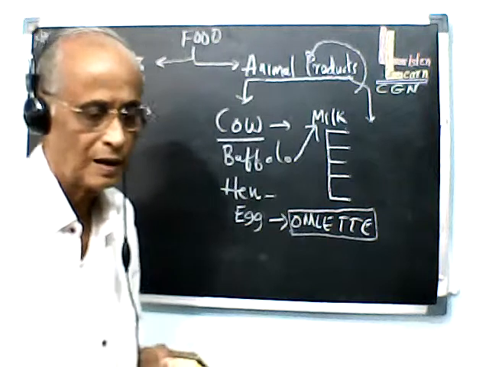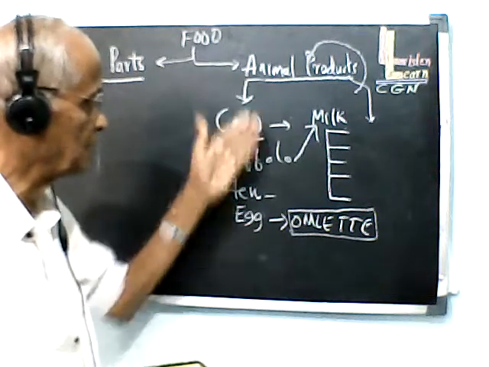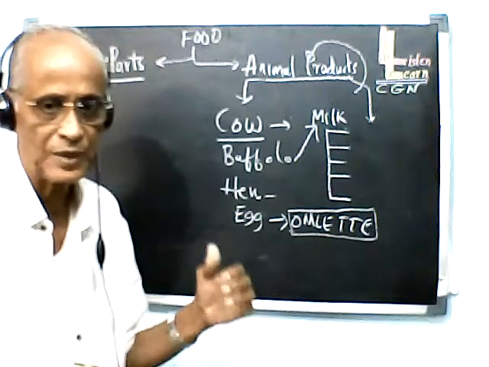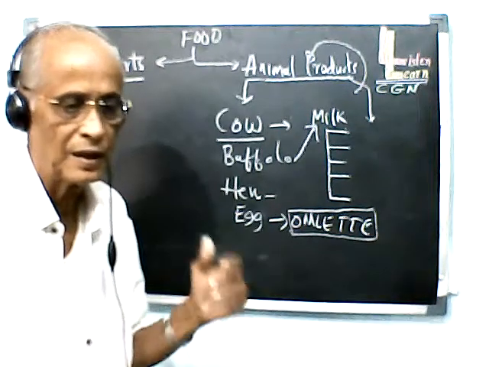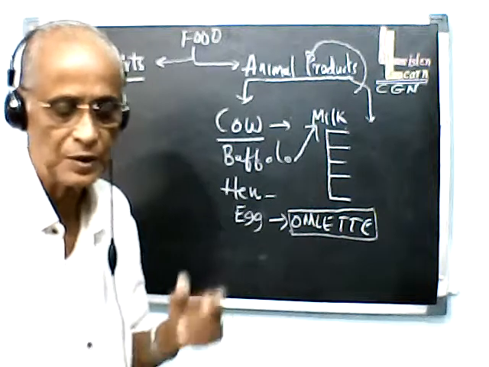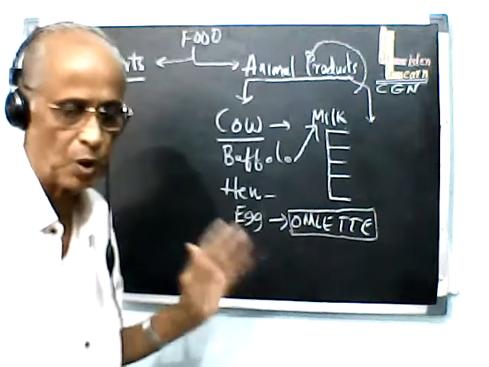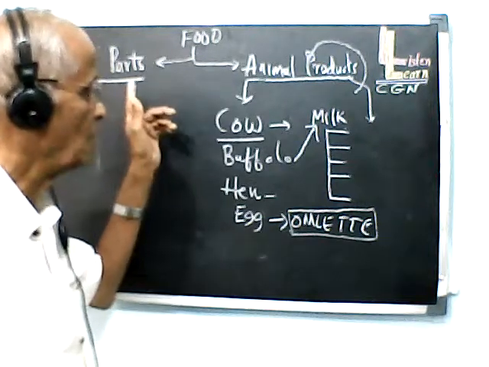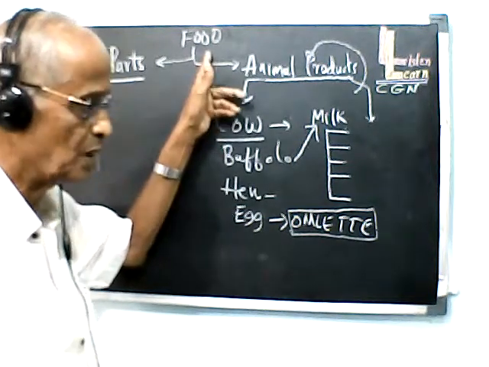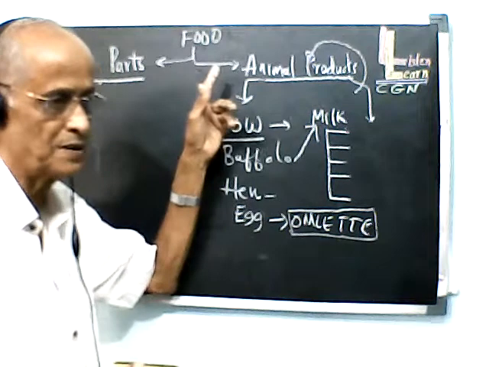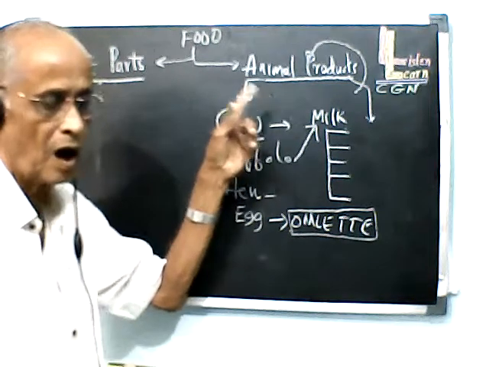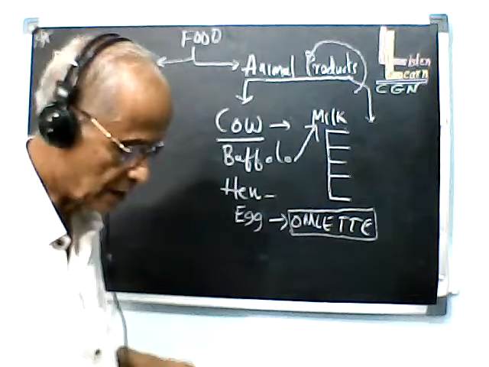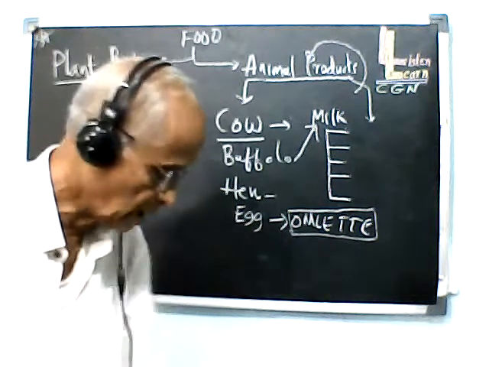So like that you can think of 10 animals and write the products you get from the animals and which part of the animal is normally used for the food. This is an exercise you must be able to know. That means both animals and plants produce food items for us, but all parts of the plant and all parts of the animal are not used as food, they are not edible. That is the point which you should be able to understand.